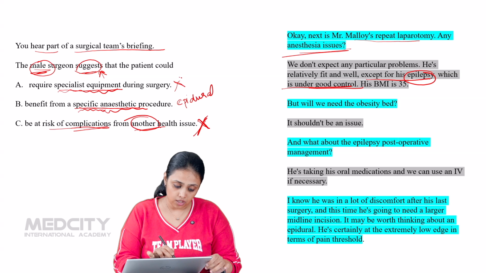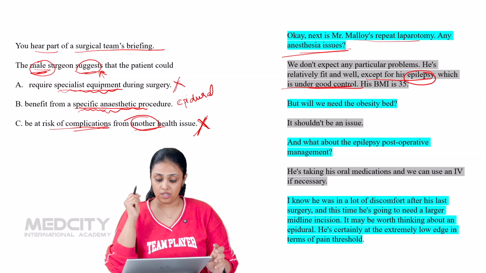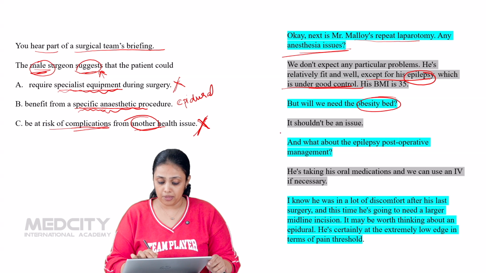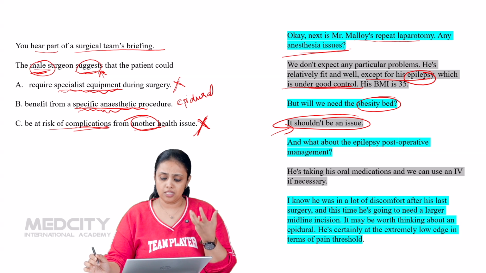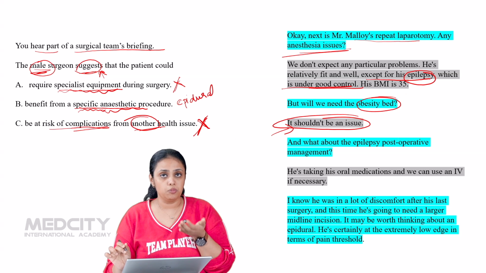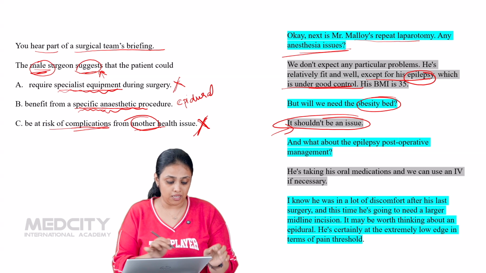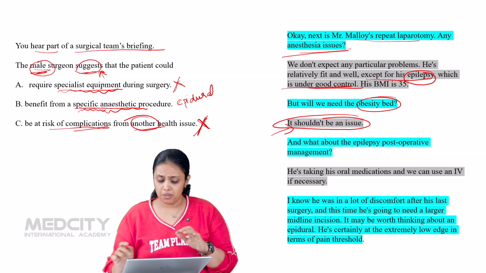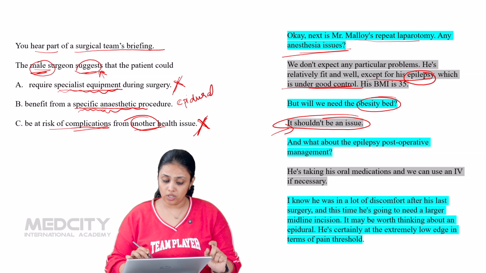Then next we got option A eliminated, the requirement for specialist equipment during surgery. Now what was that? The surgeon is asking, will we need the obesity bed? Then the nurse replies that it shouldn't be an issue, which means that there's no need of an obesity bed. The nurse says that his BMI is 35. Then the surgeon is asking, will there be a need of this obesity bed? That is the specialist equipment that they are talking about during surgery. But the nurse says that it shouldn't be a problem, which means that for that also there is no suggestion being made. Then what is this male voice saying?